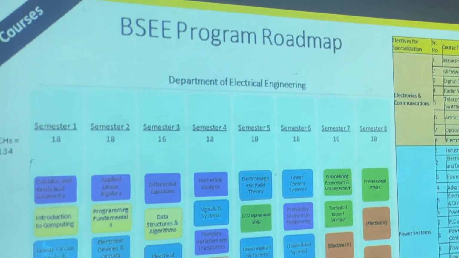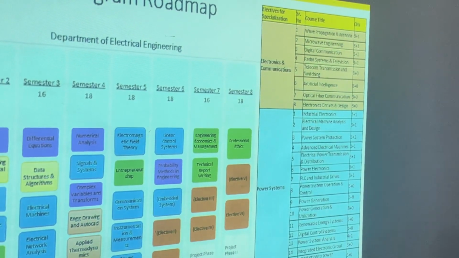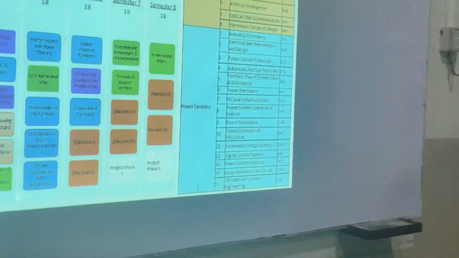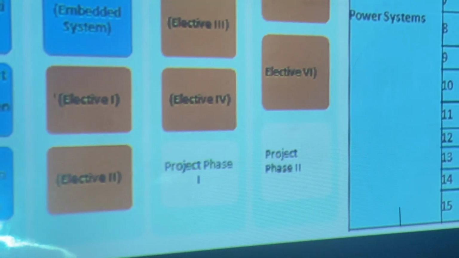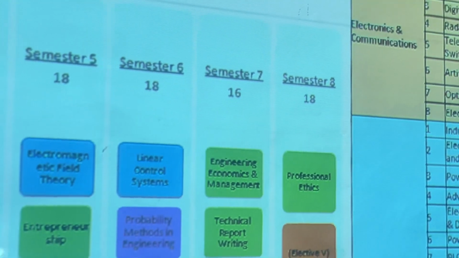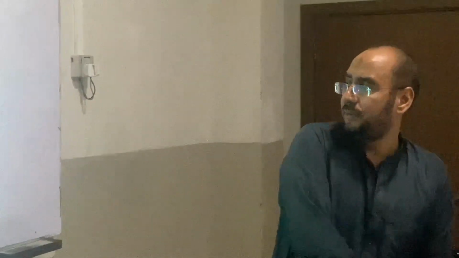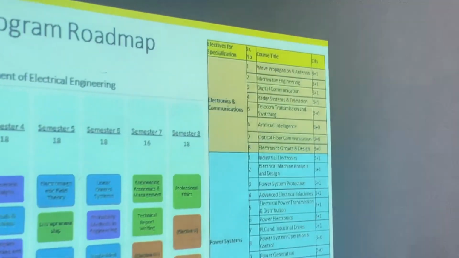First we were offered 19 credit hours in the 5th semester, I think. So we have switched one course from the 5th semester to the 6th semester. We switched entrepreneurship to the 6th semester and embedded systems to the 5th semester, in order to achieve 18 credit hours in each semester. There are a total of 134 credit hours.